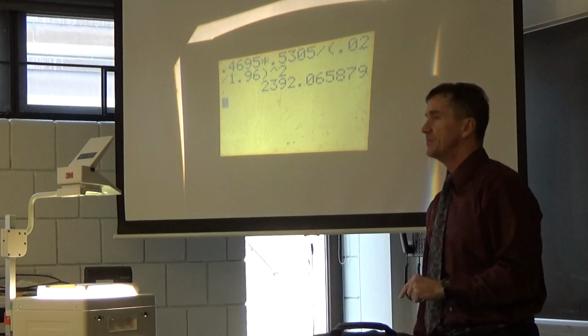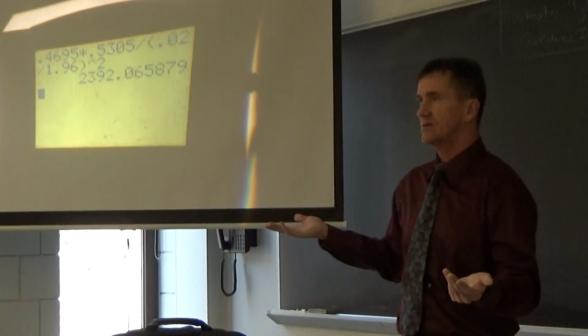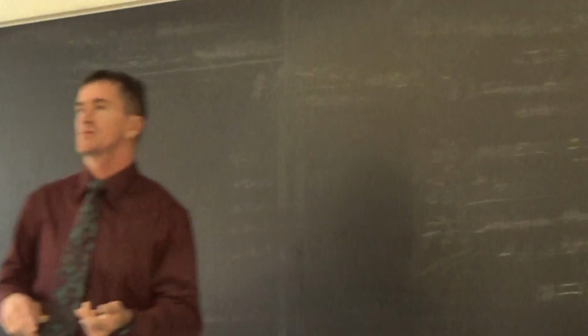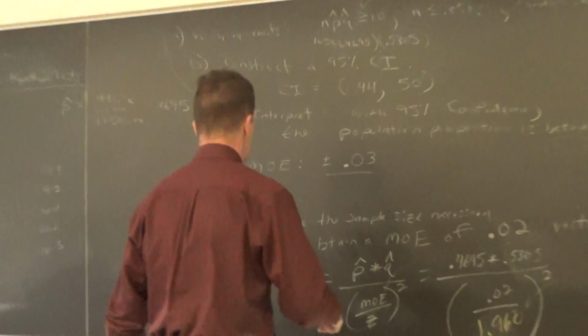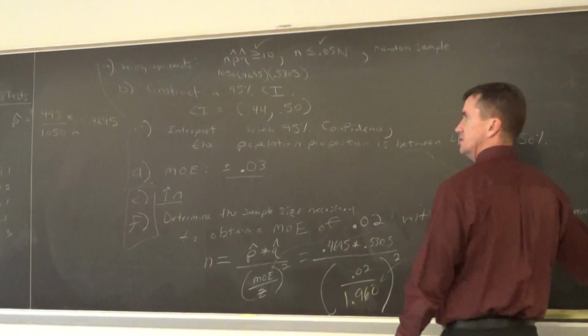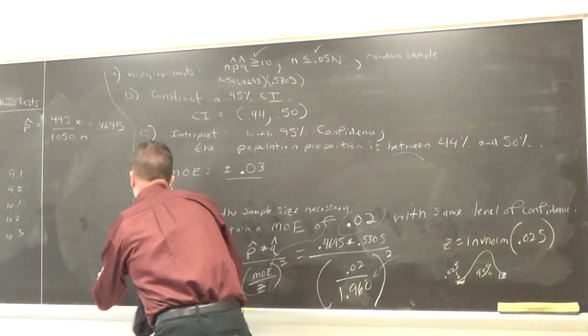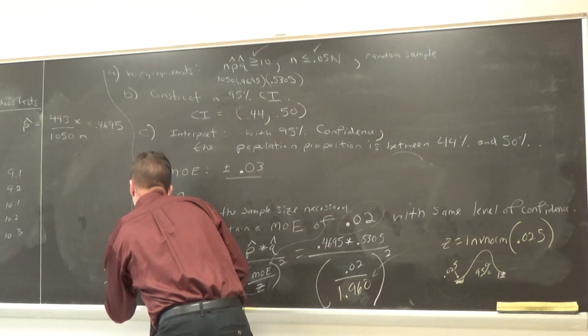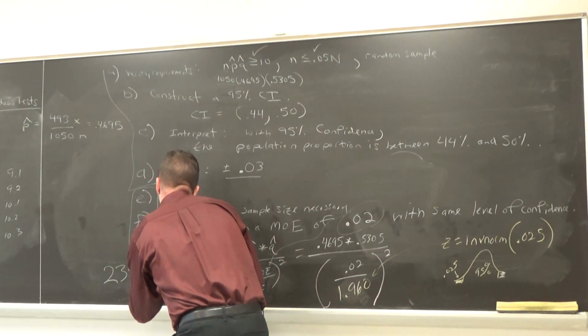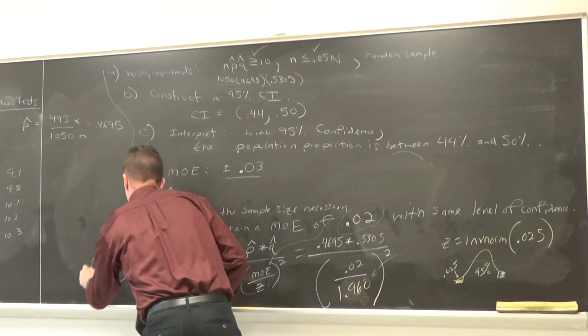So can you just round it up to the next person? 2,390... 2,393. Don't go down. Always round it up to the next integer. There you go. 2,393 people is the answer to the letter F. That's your sample size.